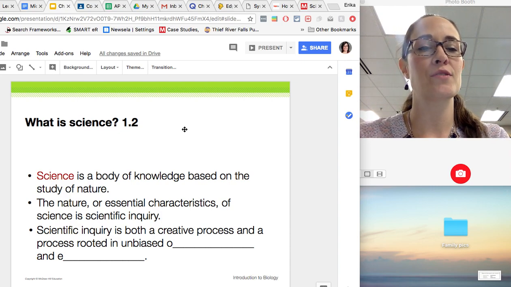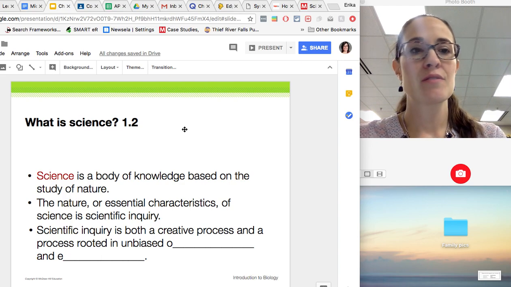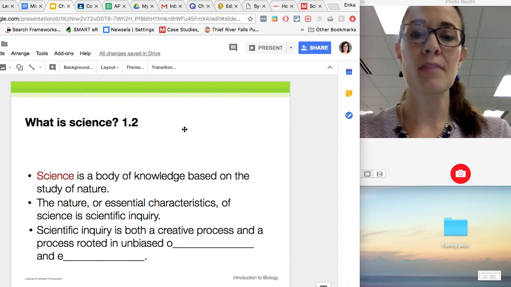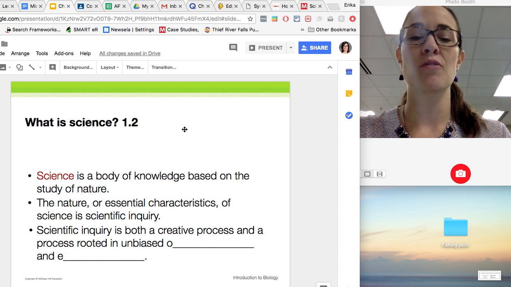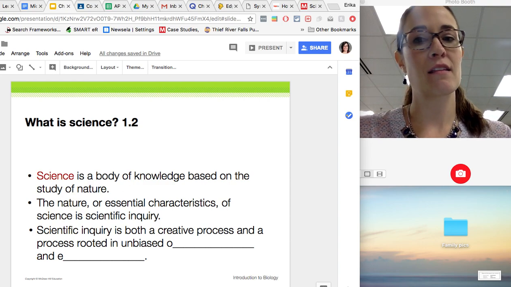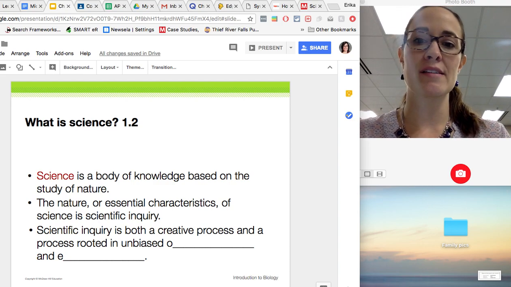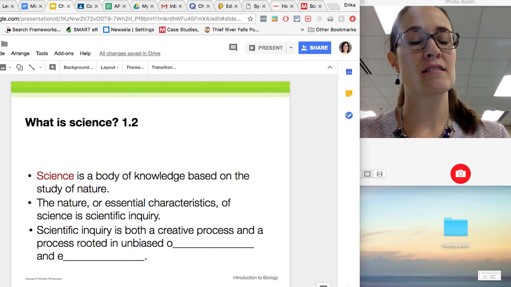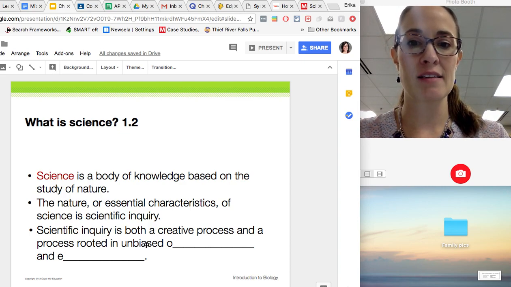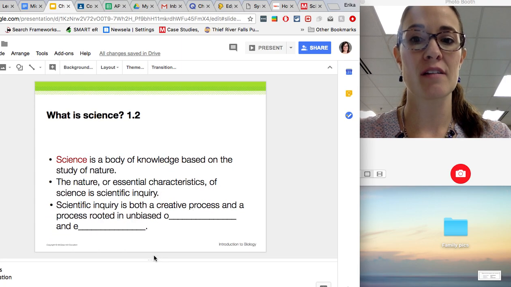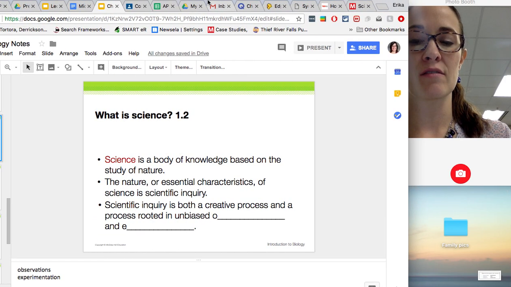So section 1.2 is titled What is Science? So you're in a science class. We already talked about what biology is. Science is just getting knowledge, getting information about the world around you. And the way that happens is through scientific inquiry. And scientific inquiry is asking questions, and it's rooted in unbiased observations, is what you would write down, observations, and experiments. Experimentation. So for these blanks, you just write down observations and experimentation.